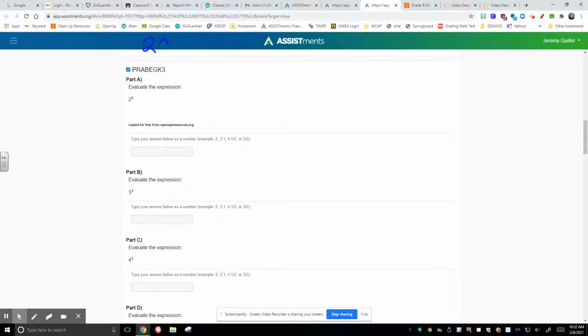This next problem, part A, evaluate the expression. What we're after by evaluate means to simplify into a whole number or an integer. In this case, 2 to the 5th power means 1 times 2 times 2 times 2 times 2 times 2. I know that 1 times 2 is 2, times 2 is 4, times 2 is 8, times 2 is 16, times 2 is 32. And so that's what I would put right here, 32.